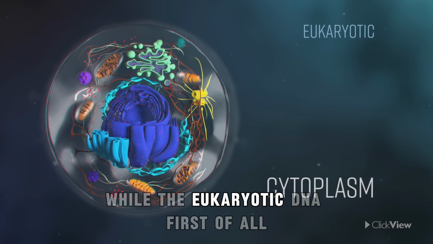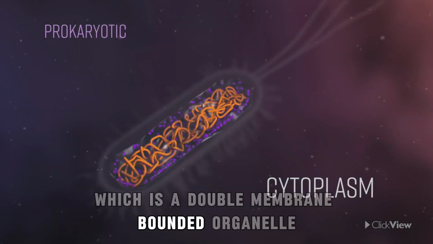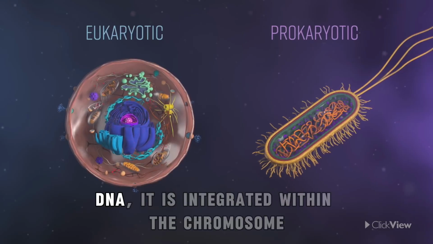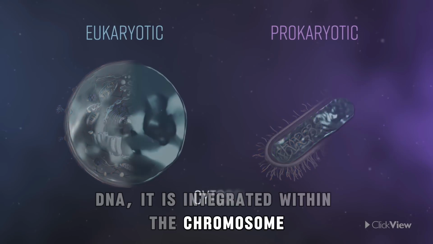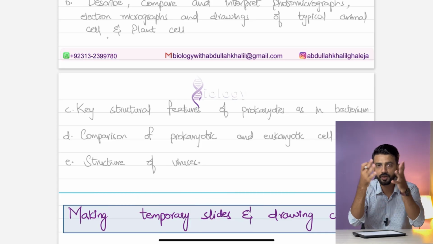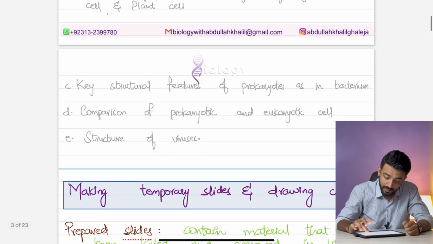While the eukaryotic DNA, first of all, is present in the nucleus, which is a double membrane bounded organelle. Secondly, this DNA is not just DNA. It is integrated within the chromosome. So there are histone proteins in which the DNA is wrapped, and this structure is called the chromosome.